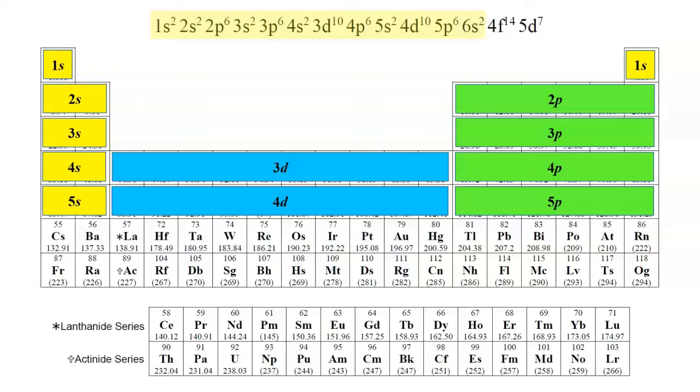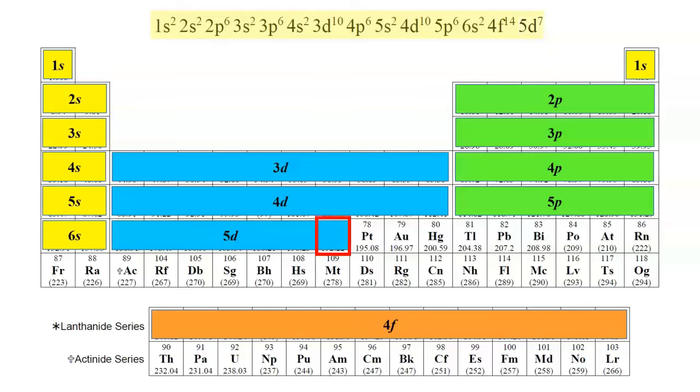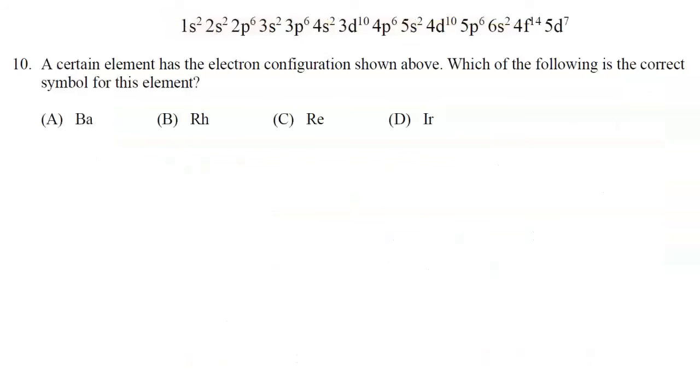When I'm in the sixth period, it's going to be 6s2 followed by 4f14. So I'm going to highlight that section of the periodic table, and then 5d7. So if I count 1, 2, 3, 4, 5, 6, 7, I land on the element Ir, which has atomic number 77. So that is the element iridium, which has the symbol Ir, which means that the correct answer to question 10 is choice D. Now there's a much simpler, much easier way to identify the element.